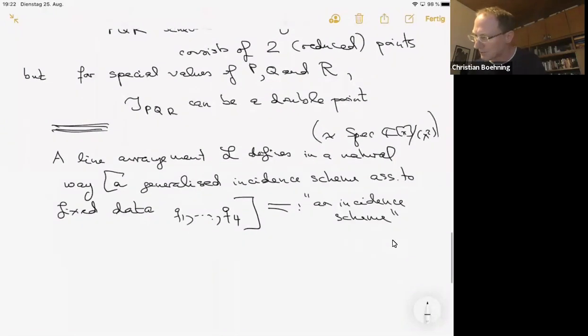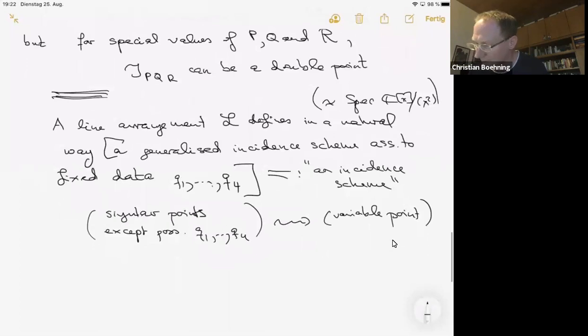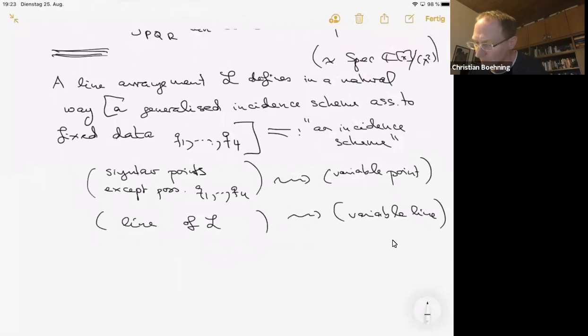And so how does the line arrangement do that? Well, very naturally: for each singular point, except possibly Q1 to Q4, you introduce a variable point. And for each line of the line arrangement, you introduce a variable line. And then the incidences in this incident scheme associated with the line arrangement are just the ones that you see in the given line arrangement. So these are the incidences we impose. In this way, a line arrangement determines an incident scheme associated to this line arrangement.